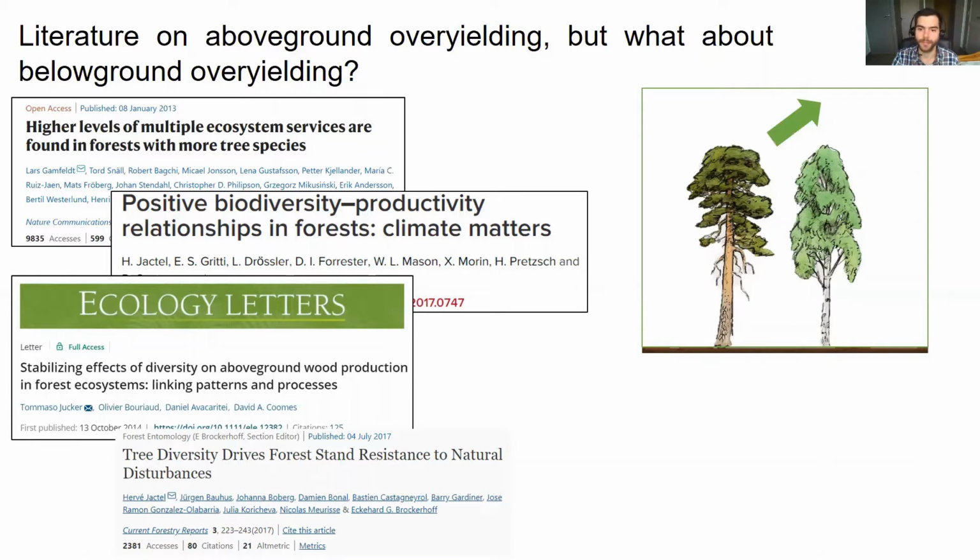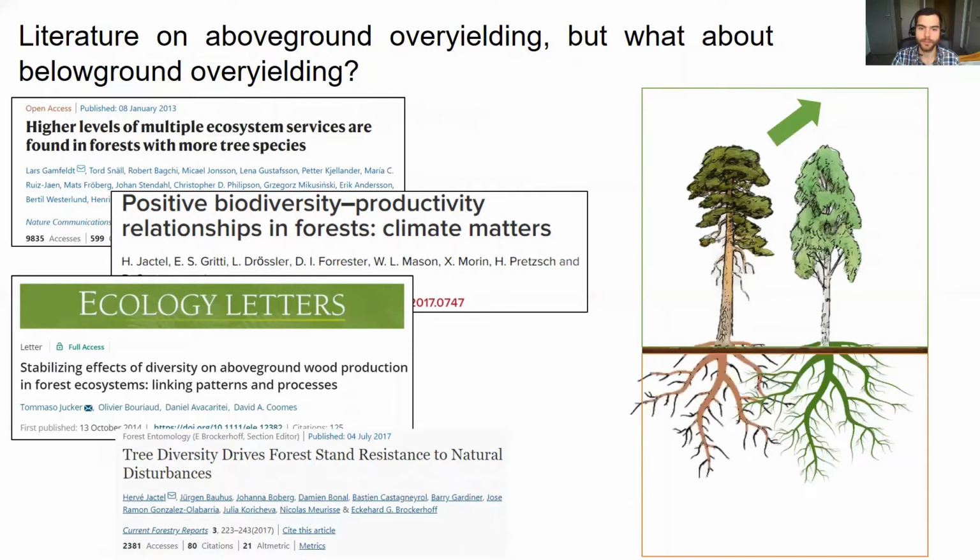Yet, even though scientists and foresters are interested in above-ground overyielding, as higher timber production is desirable, little is known about the below-ground adaptations involved in overyielding, and if they vary along the soil profile.